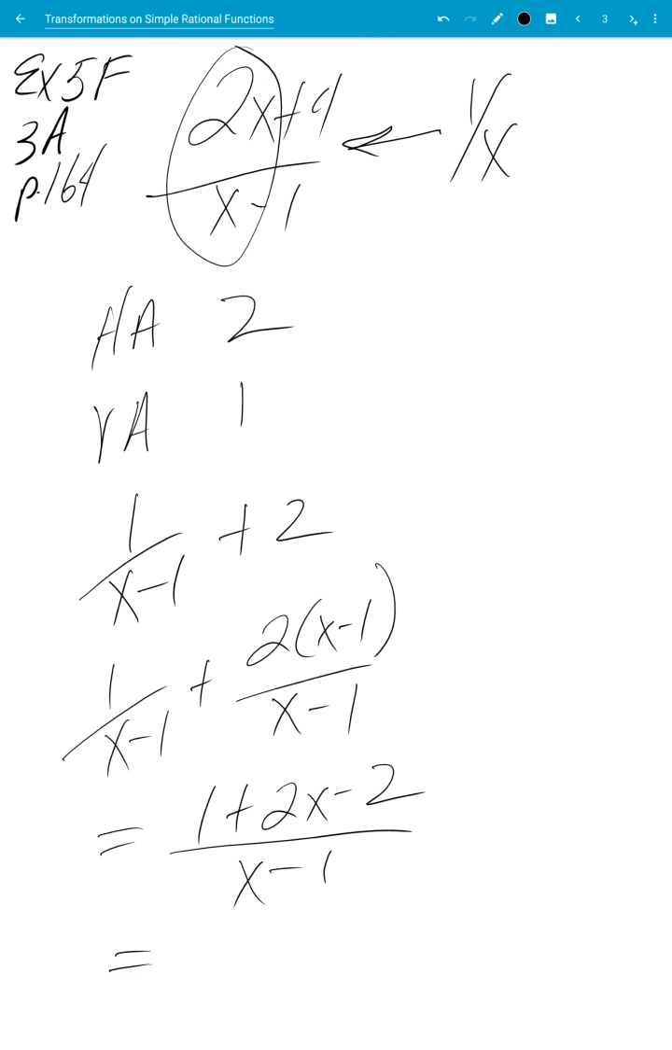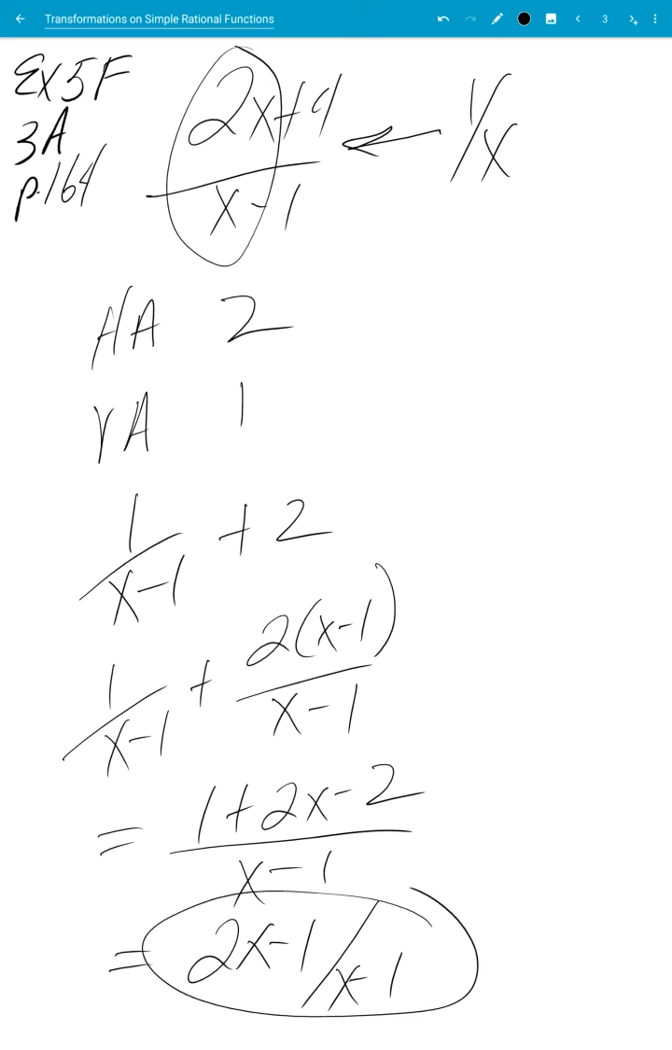And this is going to be equal to 2x minus 1 over x minus 1. And that is not the same thing. This is not the same thing as this. So what happened? Well, I neglected the stretch. So there's a stretch factor in here that hasn't been accounted for. The transformations have been accounted for, but this expression and this expression here and this expression here, they're not the same thing. Let's go back and look at this the way that the examples in the book have been worked.